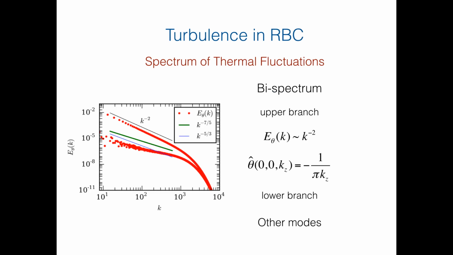The spectrum of thermal fluctuations exhibits a bispectrum. The upper branch is k^(-2), which is because of the walls. And the lower branch corresponds to other modes.